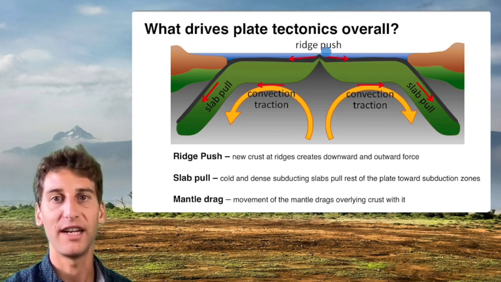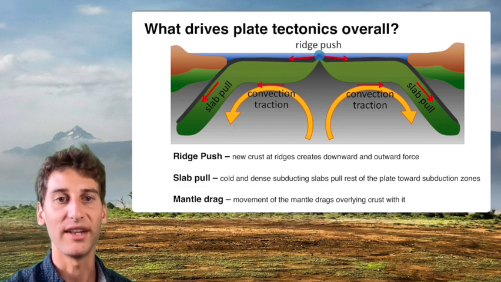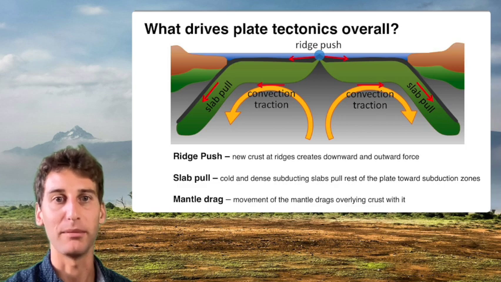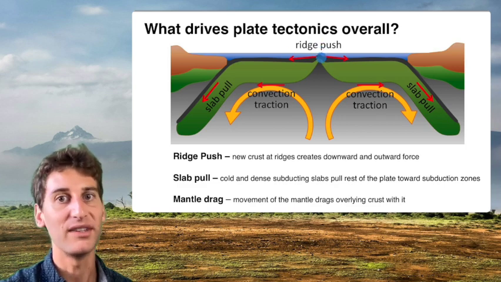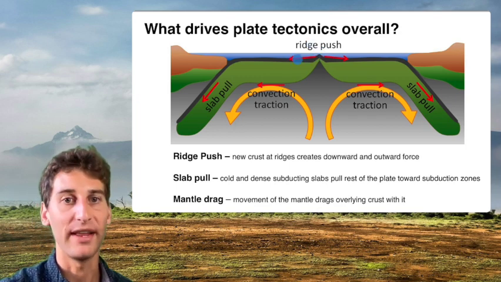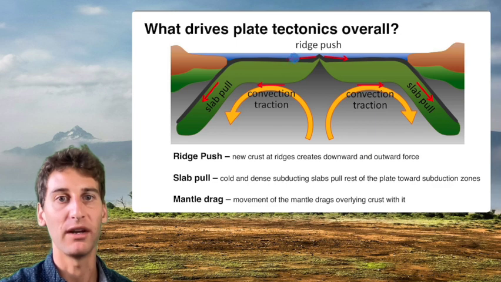And lastly, there's this phenomenon called ridge push. This is basically the consequence of a mid-ocean ridge that's held up 2,000 meters above the standard abyssal plains. Because it is much higher than the rest of the ocean floor, it's going to be pushing down and pushing out, and there's going to be a sideways component of that force that's going to help push the plate along too.